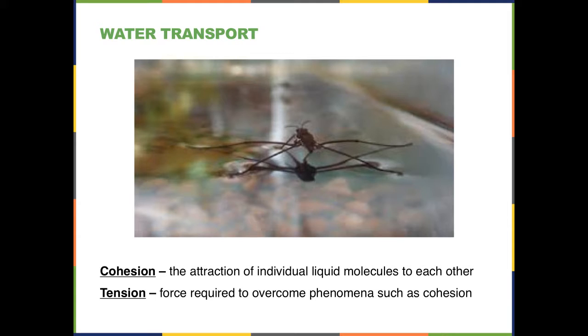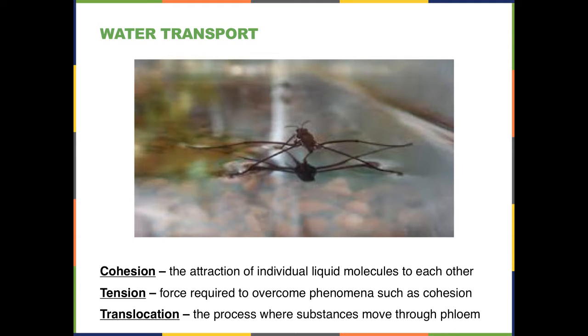This insect, which is called a water strider, can walk on top of the water because the force of its weight distributed out over its legs is less than the cohesive force between the water molecules, and so it can walk on top of the water. Translocation uses cohesion to transport water through the plant phloem, and in the process of moving plant water through the phloem, substances that are within the phloem are also moved, and that's known as translocation.